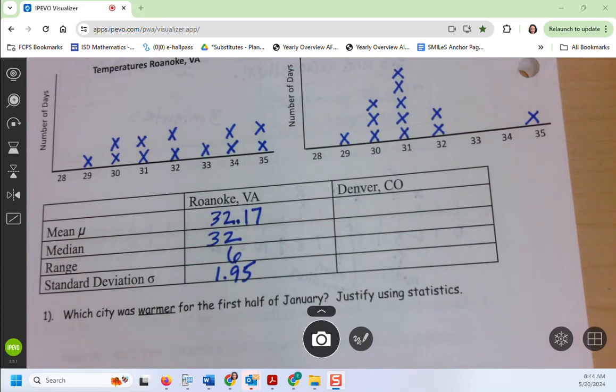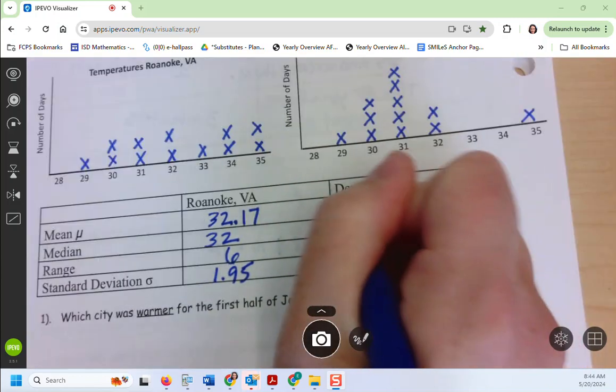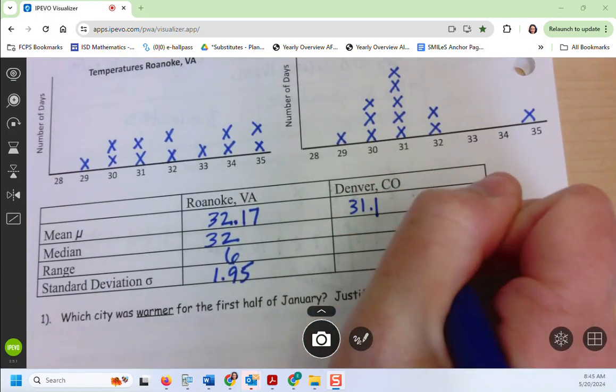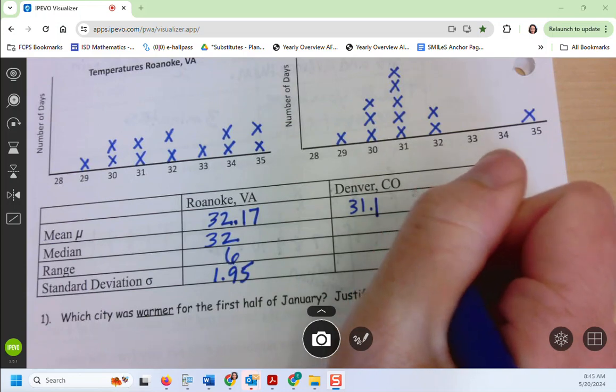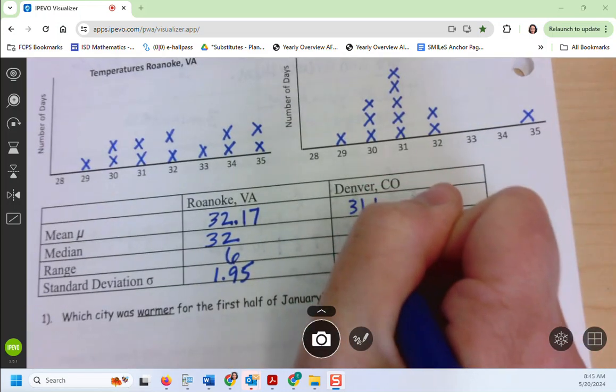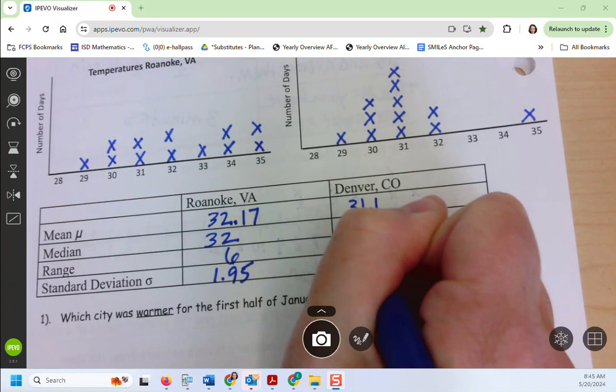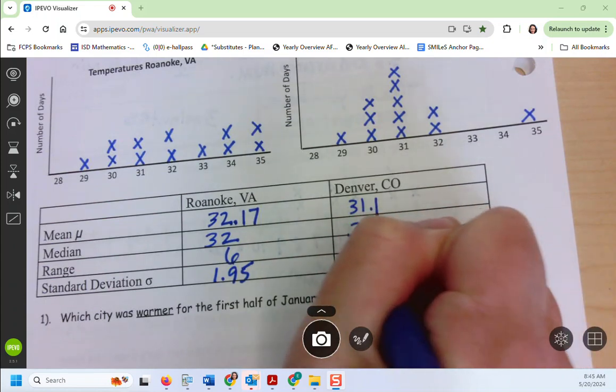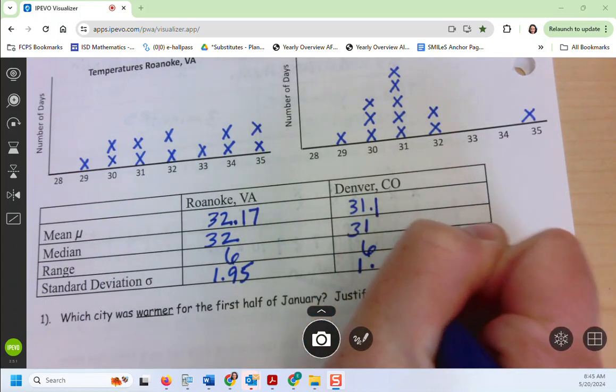Those are good. Who wants to share Denver? I will. Go ahead, Taylor. 31.1. What's the next number? Actually, I'm okay with 31.1. Go ahead. 31.6. 1.4. Just 1.4? Okay.